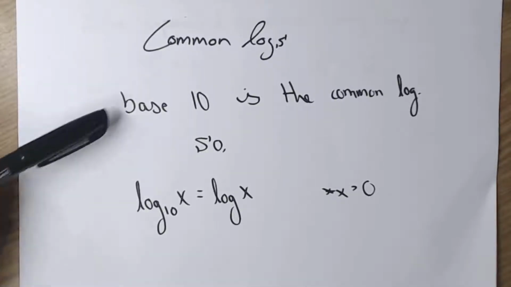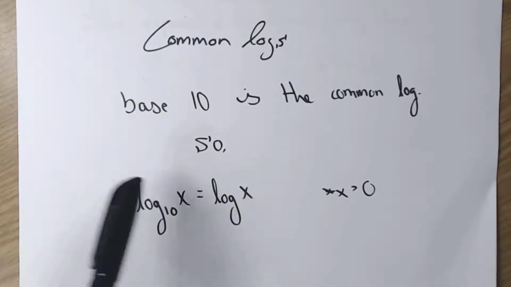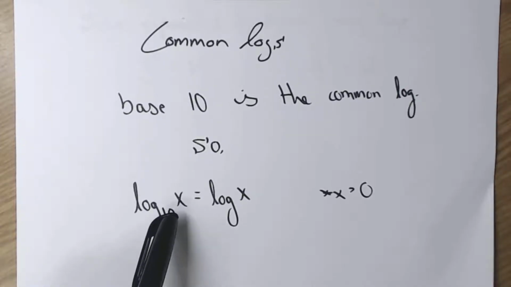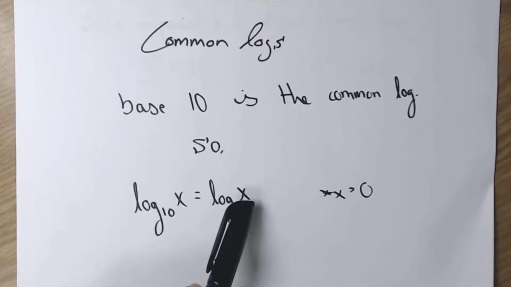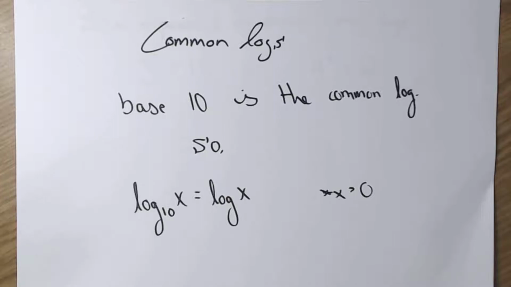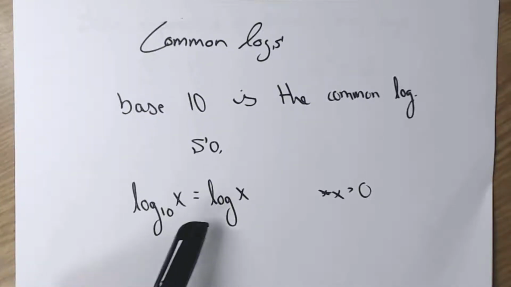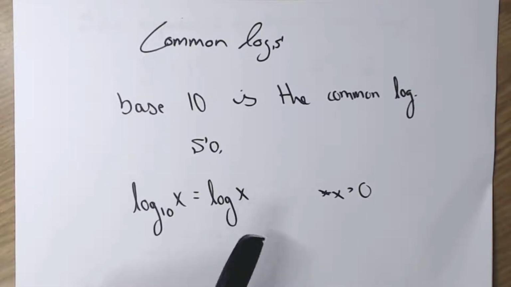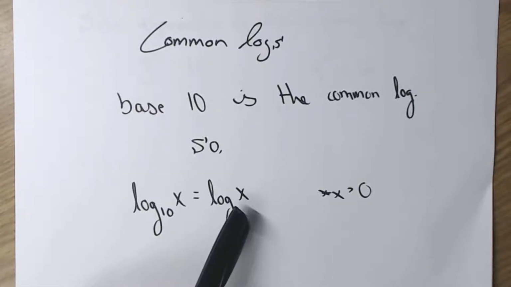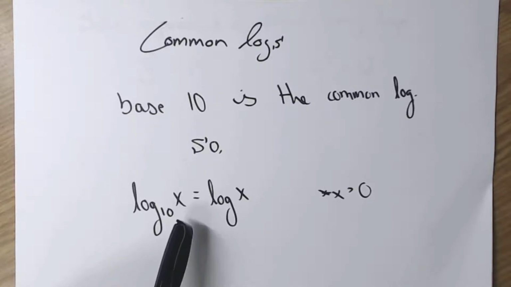The common log has base 10, and because of that, we know that log base 10 of x is just going to be log x. Because that's the common log, we use it so frequently that people get annoyed at writing the 10, so we just don't write it anymore. So that's all that is. The common log means if there's no base, you assume it's base 10. Let's work on some problems that relate to these.